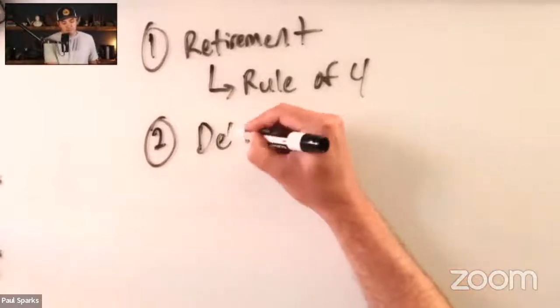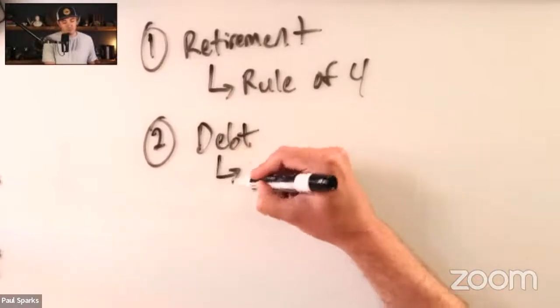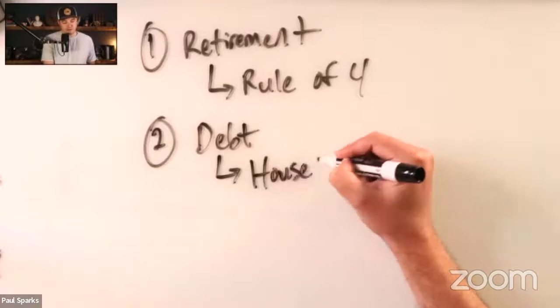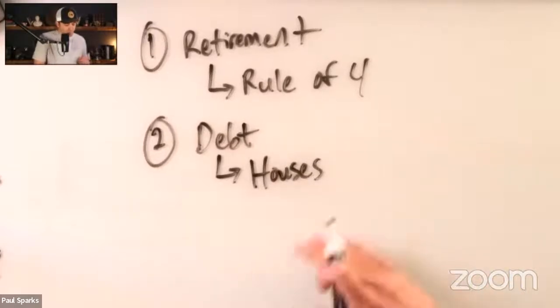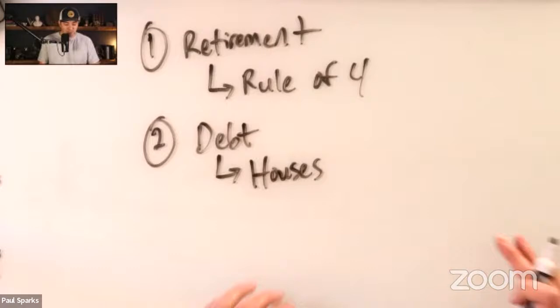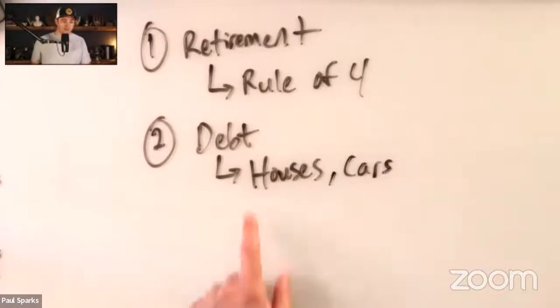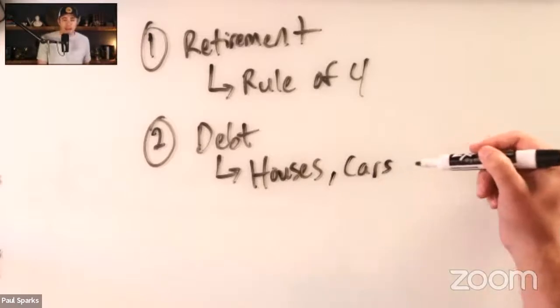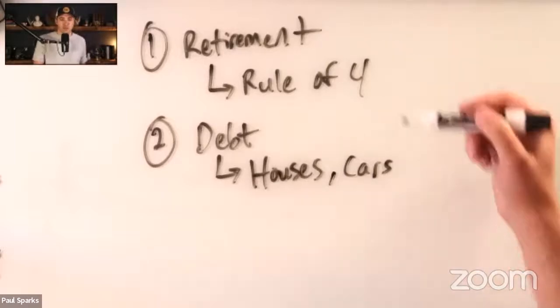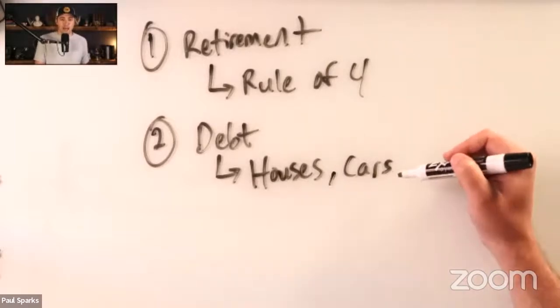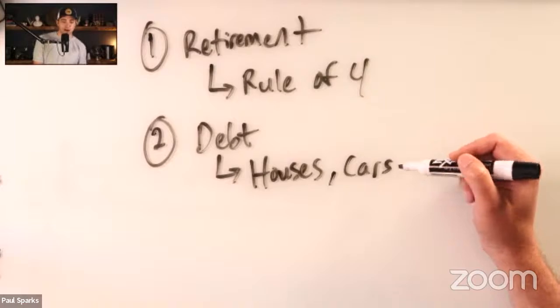Number 2, debt. Think houses. That's pretty much what I think. Cars, I'm sure you can include that, but I just think houses for the most part. You want a $1 million house? Okay, we need to add that in. So you take your retirement goal and you add in the debt you need to pay off.